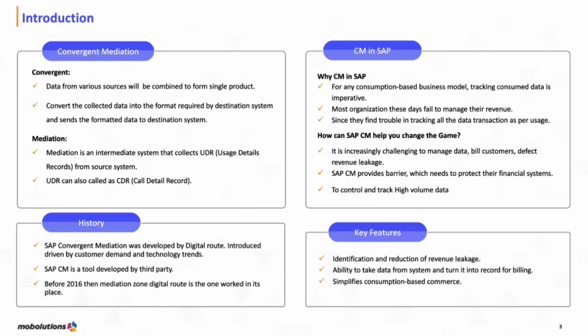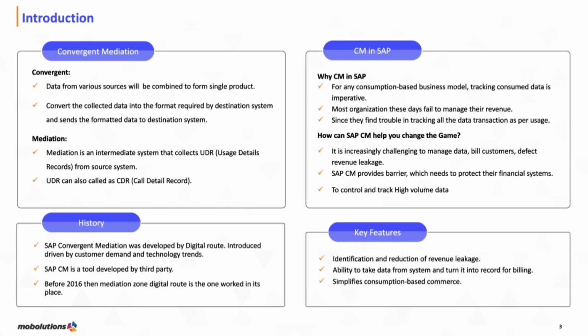So here, if we talk about the conversion, the data from various sources will be combined into a single product. That is one thing conversion and mediation can do, and it converts the collected data into the format required by the destination system and sends the formatted data to the destination system. That is another part which comes in the conversion. Now, when we talk about the mediation, mediation is purely an intermediate system which collects the UDR from the source system and passes it to the destination system based on the business need. The UDR can also be called a CDR, a call detail record, and it could be a different type of usage record.